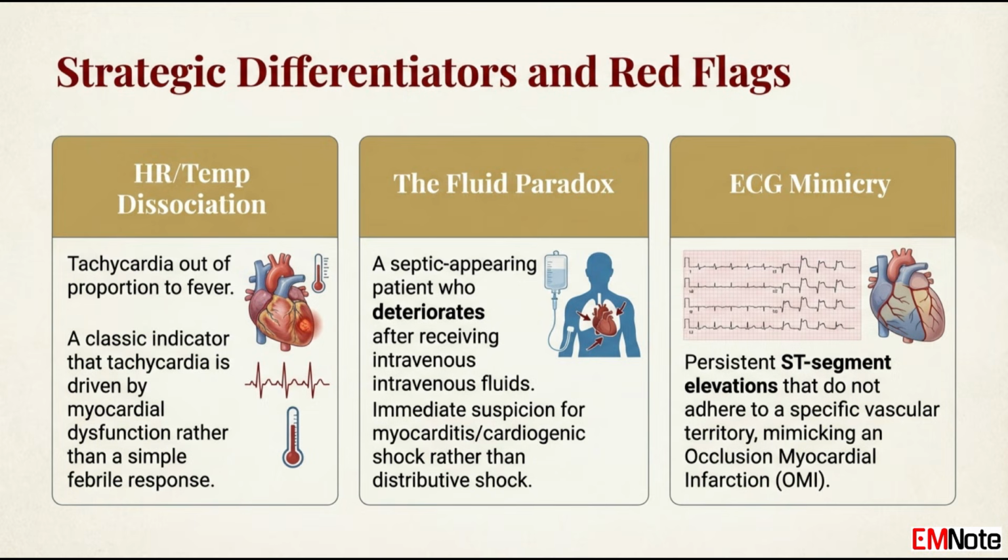Now, what about the ECG? It lies to us. It shows persistent ST segment elevations. But here's the key. They don't follow a typical vascular territory. So it looks just like an OMI. A perfect mimic of an occlusion myocardial infarction. But then the angiogram will be clean. Clean coronaries with elevated markers, and that is your pivot point.